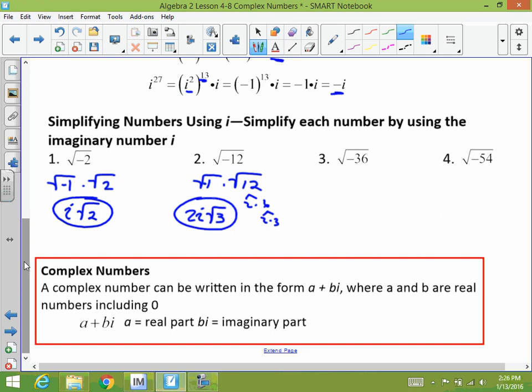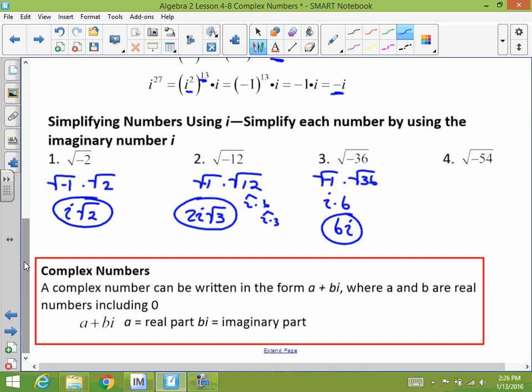Okay, negative square root of 36 is negative square root of negative 1 times the square root of 36. Well, the square root of 36 is 6. The square root of negative 1 is i, so this is i times 6, or 6i. You always put the number before the i. It kind of acts like a variable, like 6x. You wouldn't put x6, you'd put 6x.